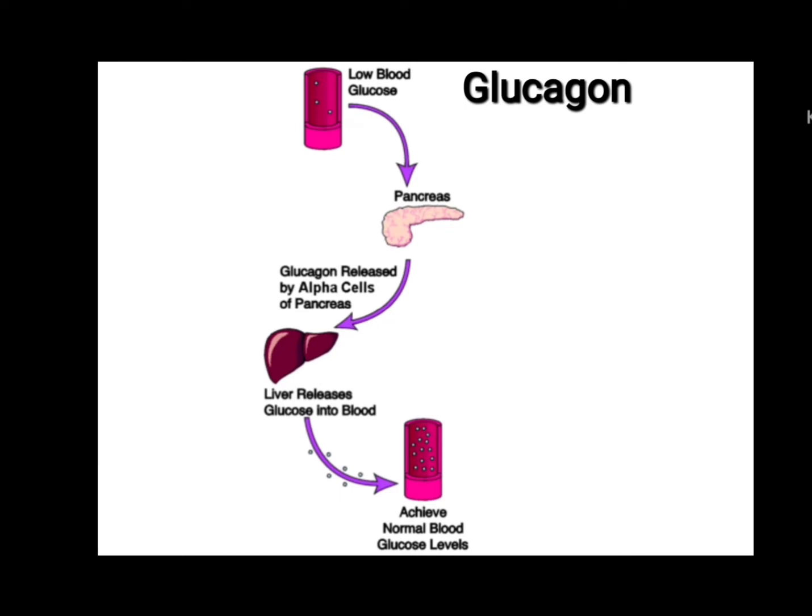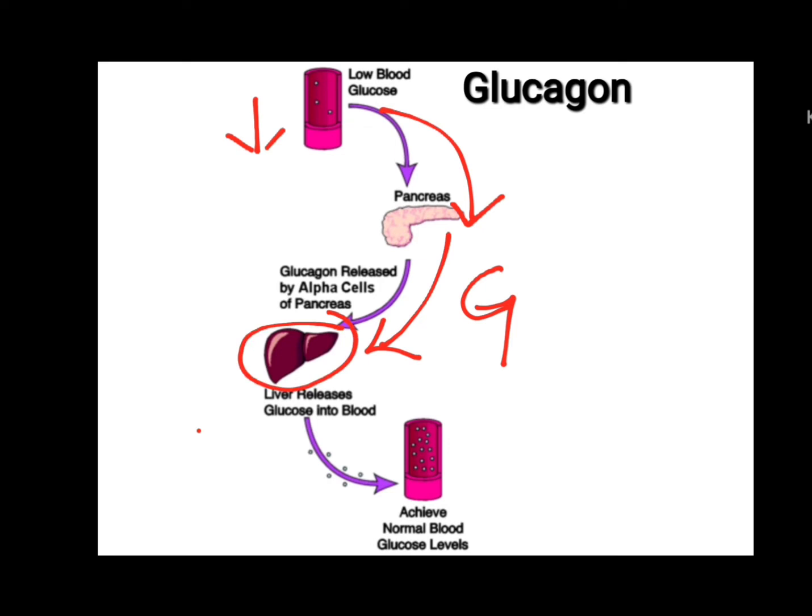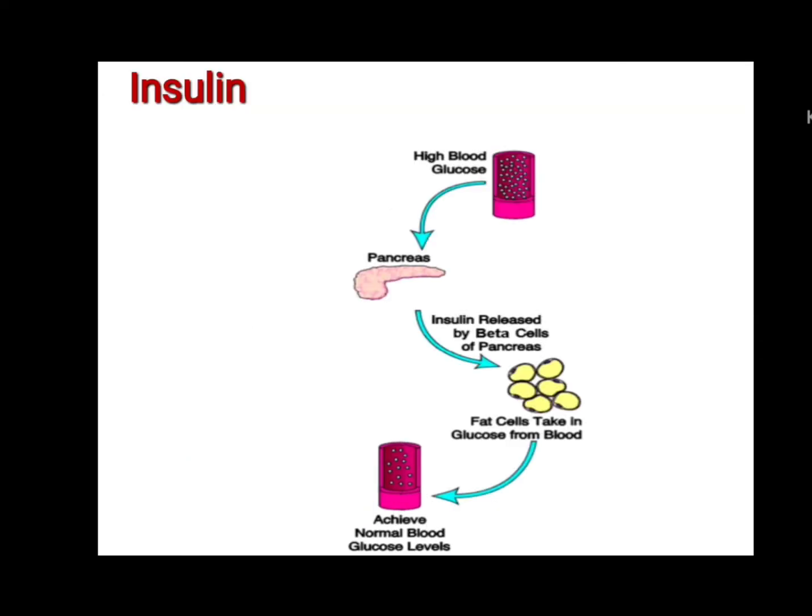So I think here you understood the concept. When there is low blood sugar level in our body, what happens? That message will be sent to the pancreas, and the pancreas through alpha cells produces glucagon hormone, and that glucagon will act upon the liver, and the liver will release the stored glucose molecules into the bloodstream, and then there will be an increase in the blood sugar level, which attains the normal blood glucose level.